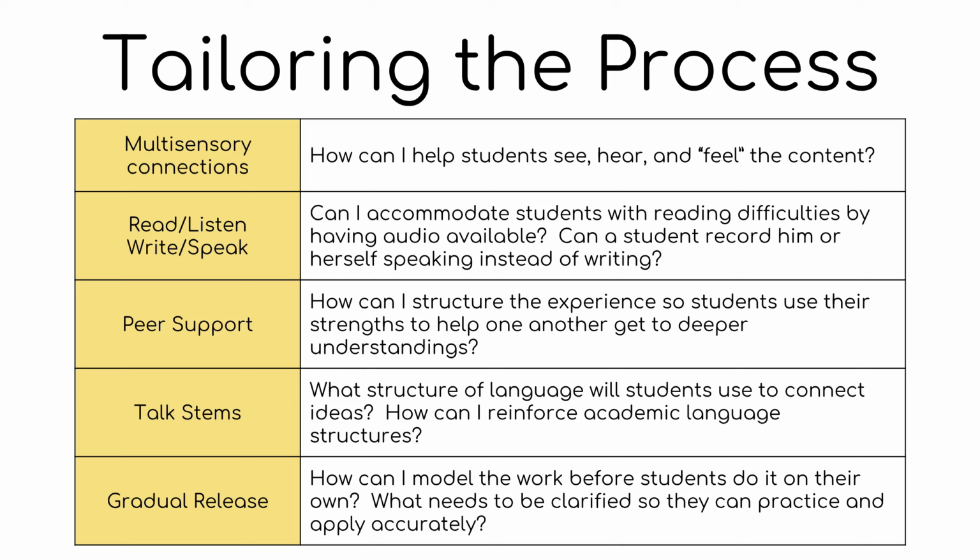You could have an individual work with a peer who can help them out, so they could work and build off of each other's strengths. Peer support is a way to differentiate the process, as well as incorporating talk stems. If you want students to speak academically and write academically, but they haven't quite mastered the structures of language to do so, providing talk stems allows them to get into that academic speech much more efficiently.